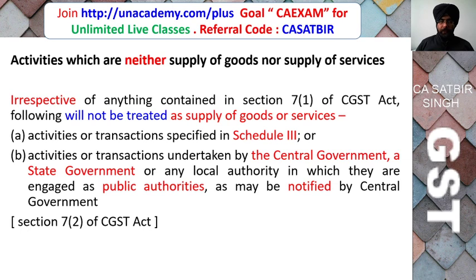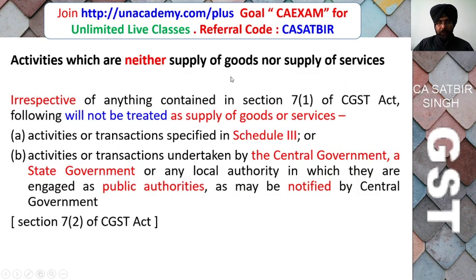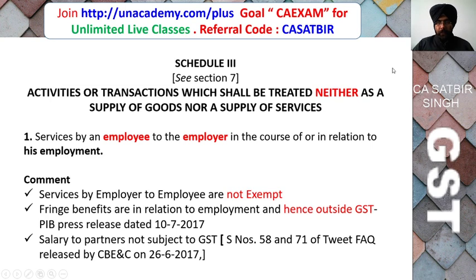Apart from that, there are certain supplies which will be treated as neither supply of goods nor supply of service. Irrespective of anything contained in section 7(1) of the CGST Act, the following will not be treated as supply of goods or supply of service. That is, items covered in Schedule 3, and activities or transactions undertaken by the central government, state government or any local authority in which they are engaged as public authority, as notified by the central government. These are the transactions covered in Schedule 3 that will be treated as neither supply of goods nor supply of service.